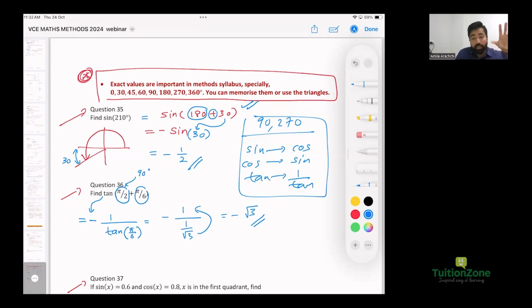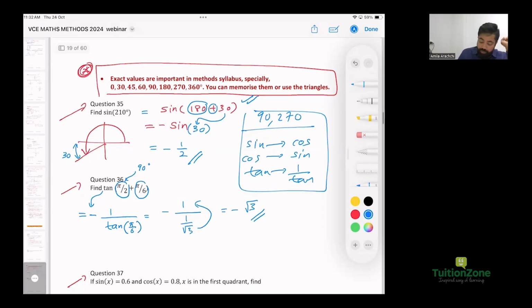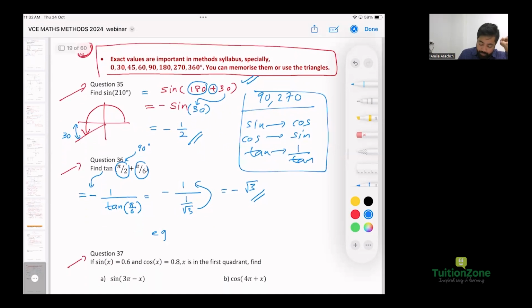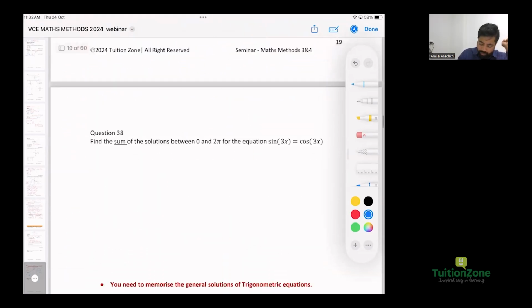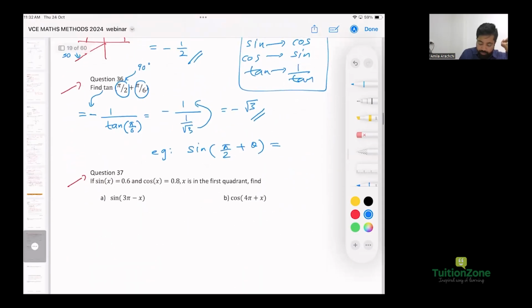The reason is that some questions are more symbolic. For example, you can get a question like sine of pi over 2 minus theta. Then you get confused and don't know where to go. I think we have some questions like that somewhere here, like these sorts of questions with the pi over 2. So it's good to know the technique, because there are some questions in a more symbolic form. Both methods are fine, and the answer is negative root 3.